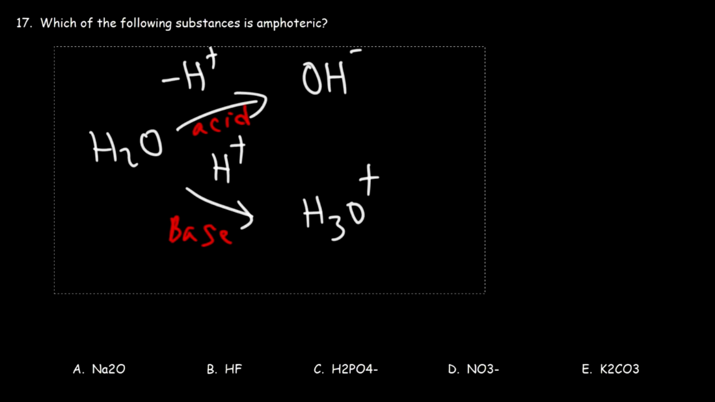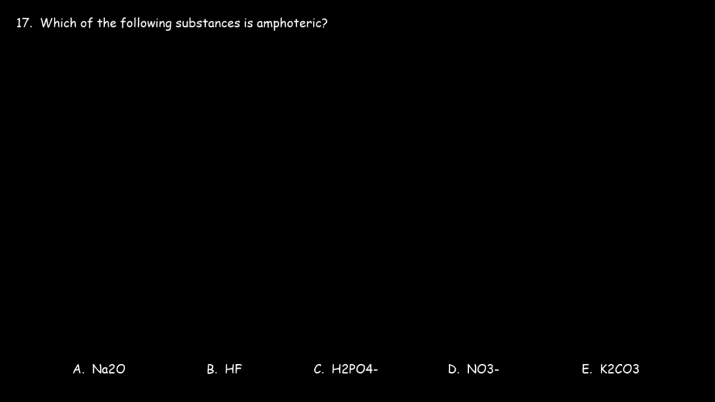So looking at the answer choices below, which ones can we eliminate? Which ones are definitely not acids? Which ones cannot behave as an acid? In order for a substance to be amphoteric, it has to be able to give a proton. So we can eliminate answer choice A, D, and E because they don't have a hydrogen atom. They can't donate a proton. And so they can't behave as a Bronsted-Lowry acid.